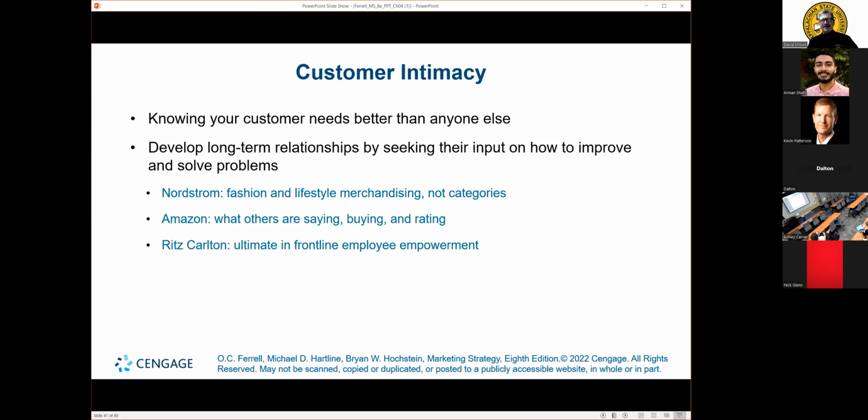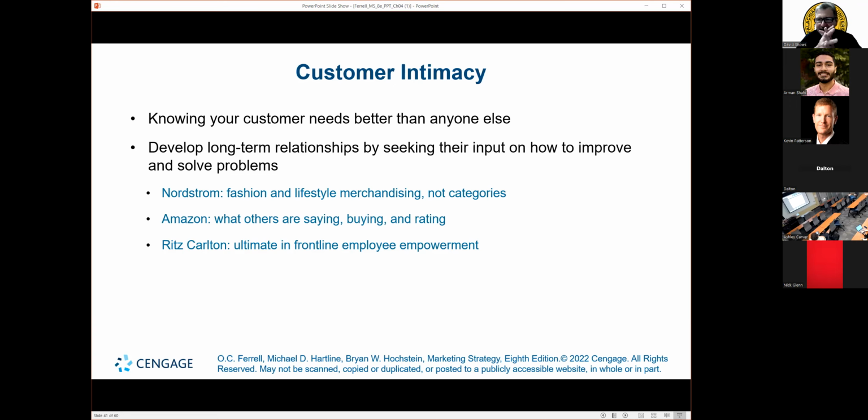The last is customer intimacy, and this is simply knowing your customers better than anyone else. You try to develop long-term relationships. You seek their input on how to solve problems. You're willing to listen to your customers because your customers are the portal to the next great idea. And so customer intimacy goes a long way, especially when you're talking about soft-skilled corporations like Nordstrom and Ritz-Carlton. Those are the kinds of corporations that thrive.